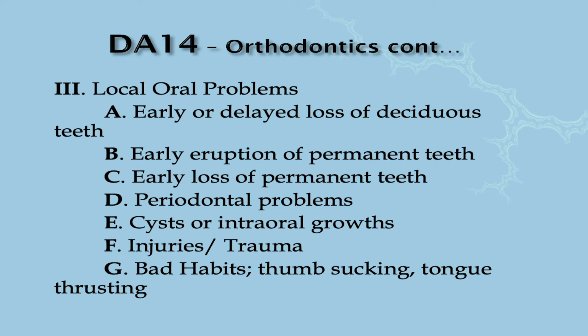Periodontal problems. So if there is bone loss around a tooth, that tooth is most likely going to start shifting and moving, and then that will affect the way that the teeth are coming together. We can have cysts or intraoral growths, injuries, trauma, and then just bad habits like thumb sucking or tongue thrusting. We're going to go into a little more detail on some habits that can influence the development of the dentition.